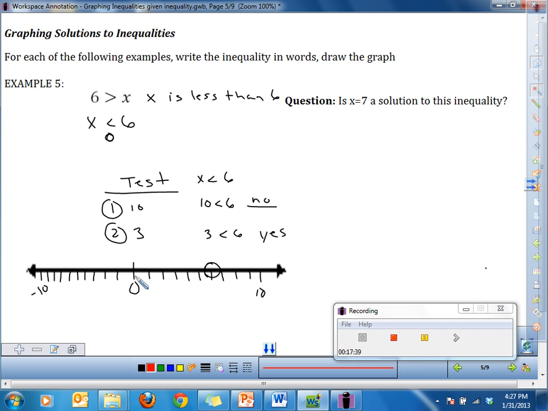That tells me, since 3 falls on the left, that I need to graph everything to the left of my dot. So I'm going to graph everything to the left of my dot. I'm going to draw my arrow to the left of my dot.